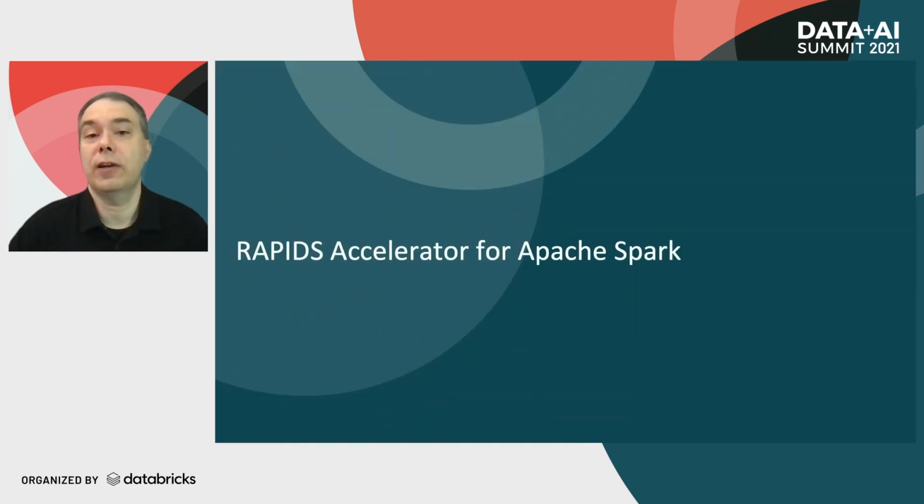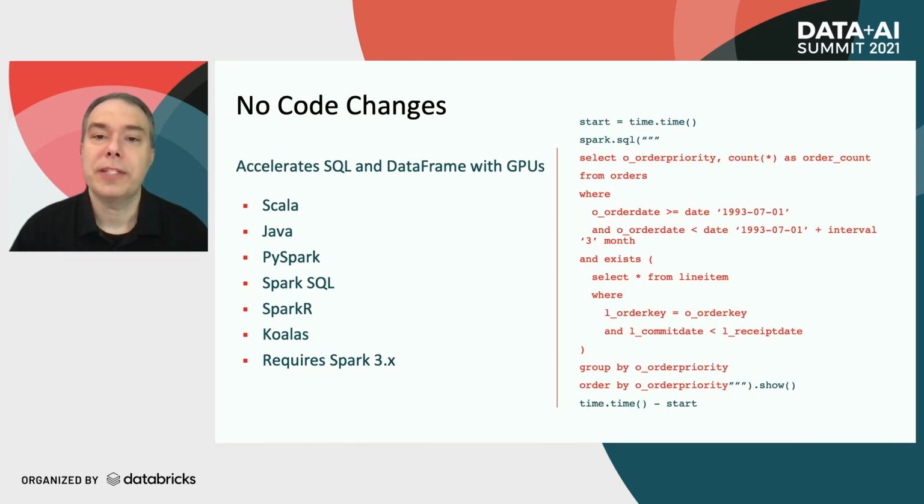So first, let's talk about what the RAPIDS Accelerator for Apache Spark is and how it works. The RAPIDS Accelerator for Apache Spark is a plugin for Spark that can accelerate SQL and data frame operations with GPUs without any code changes at all required to the SQL or data frame operations, or the code. And on the right-hand side is an example query that is running on the CPU and didn't have any changes to it when using the RAPIDS Accelerator.